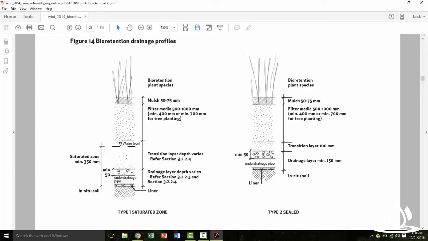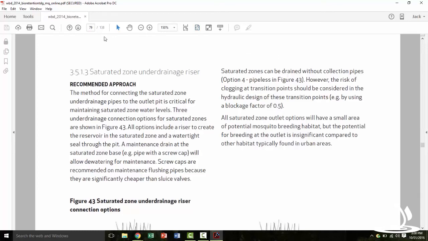Now, here's the thing. This particular diagram doesn't do a great job of showing exactly how this works. So I'm actually going to skip forward to, I believe it's page 79 in this document.